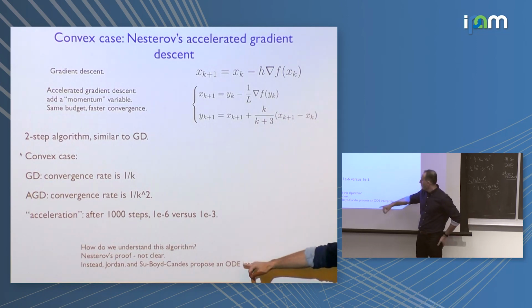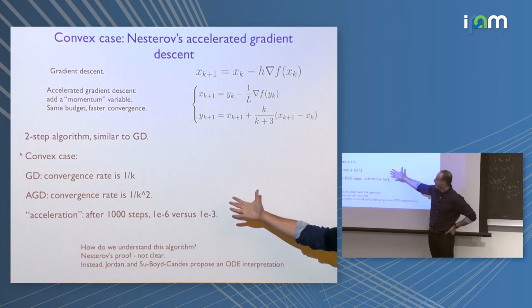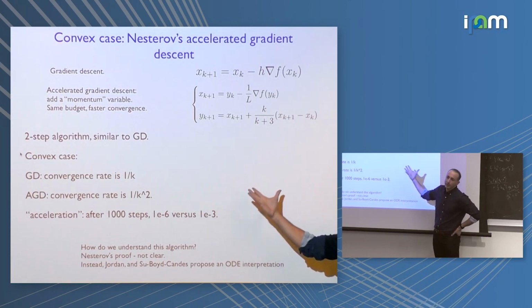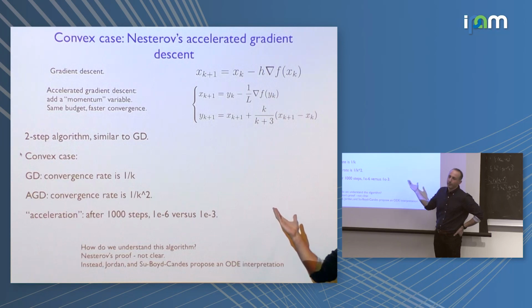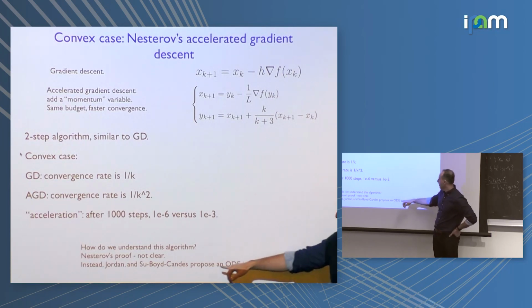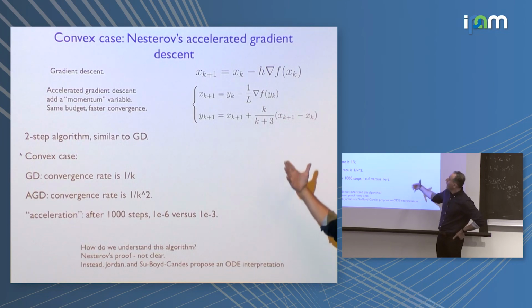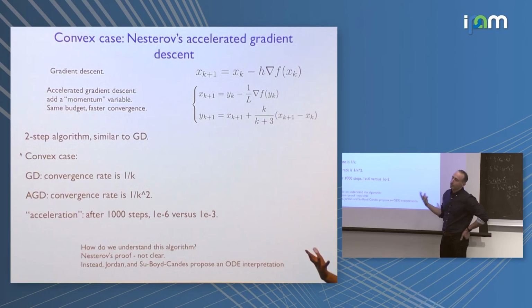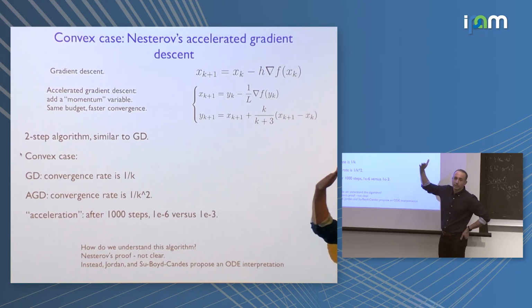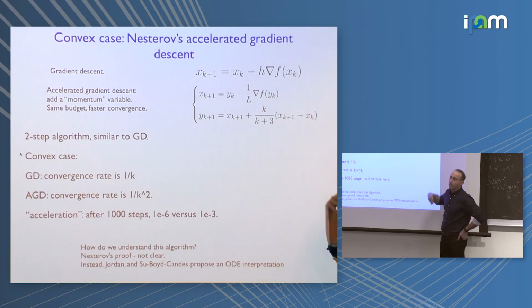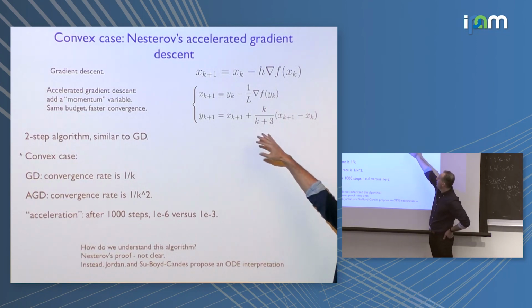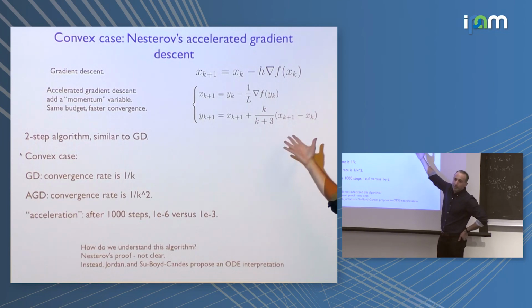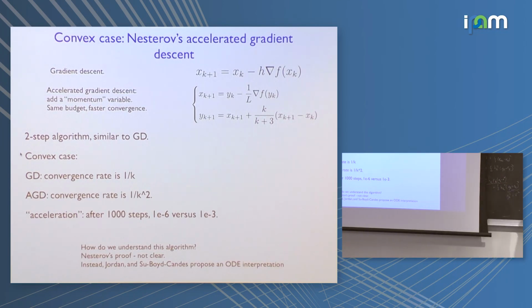So that's interesting. But basically, a lot of people wanted to interpret this in some way with the goal of building faster algorithms. Okay? And so Su, Boyd, and Candès showed that this algorithm here you can interpret as the discretization of an ODE. And they proved that the ODE decreases a Lyapunov function like 1 over t squared in time, whereas gradient descent just decreases it like 1 over t. Then they showed that when you discretize it, with a constant time step, you get the rates that we saw. So that was quite exciting.